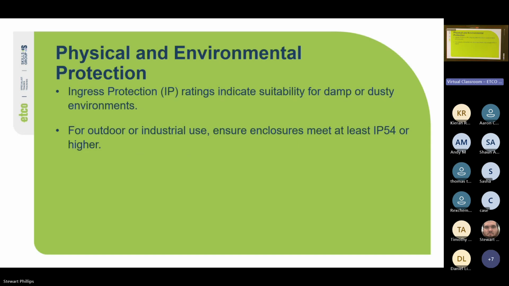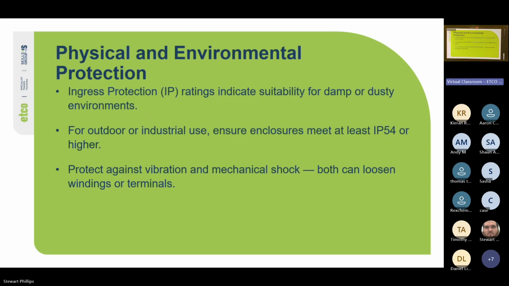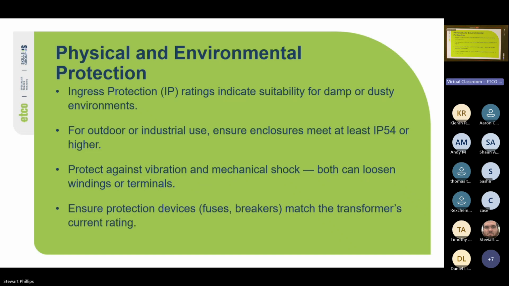For outdoor and industrial use, we need to ensure our enclosures, if it's not already in one when we buy it, meet at least IP54 or higher. And obviously, depending on the zones, we need to increase that minimum rating. We also need to protect against vibration and mechanical shock. These can loosen the windings or the terminals and can shake apart our connections. And we need to ensure the protective devices, our fuses and our breakers, match the transformer's current rating.